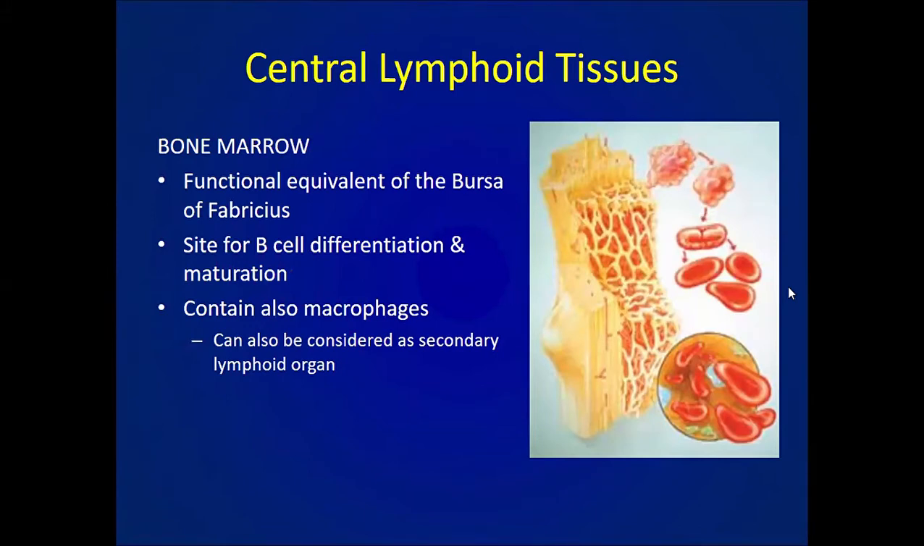For the bone marrow, again, this is the functional equivalent of the bursa of Fabricius. It is the site for cell differentiation and maturation. Please take note that the bone marrow also contains macrophages. Hence, aside from being a central lymphoid organ, because of the presence of these macrophages, it can also be classified as a secondary lymphoid organ.